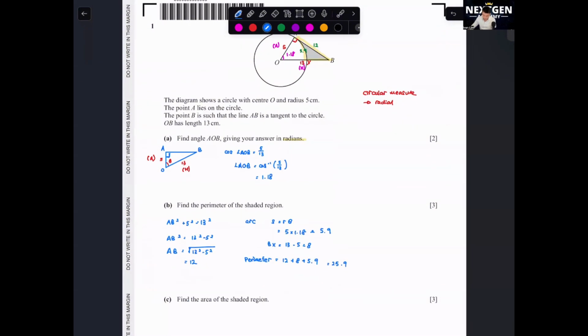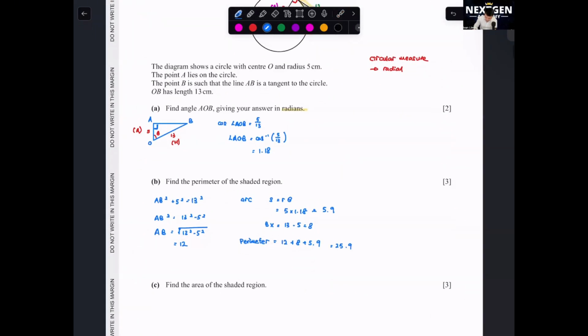The next one. Find the area of the shaded region. What is the formula that we are going to use here? We can find the area of the triangle minus the area of the sector. The area of the triangle, we can just use half times base times height, half times 5 times 12. This one we just label here. Half times 5 times 12 will be equal to 30.